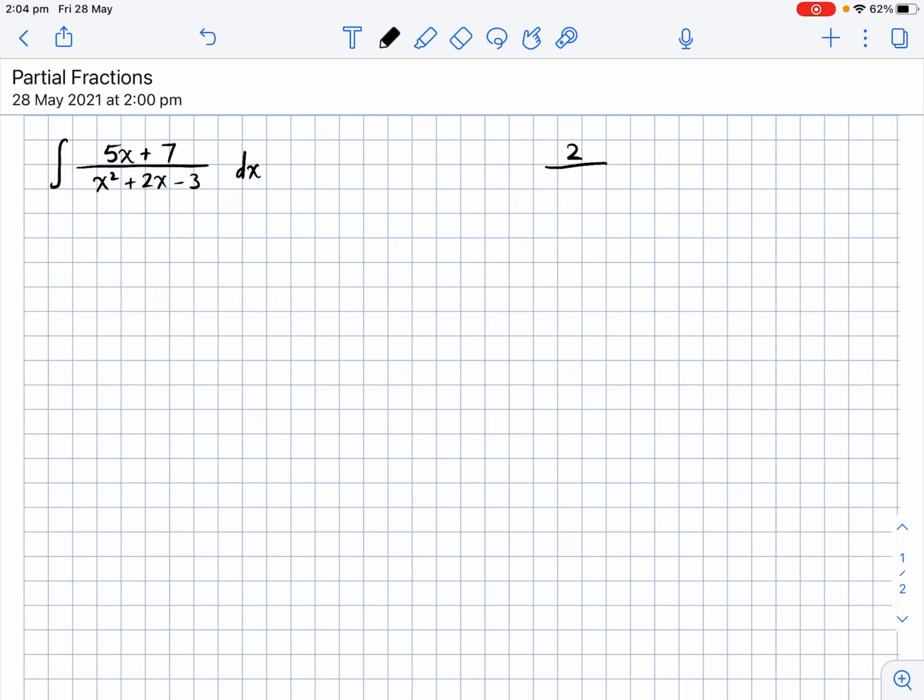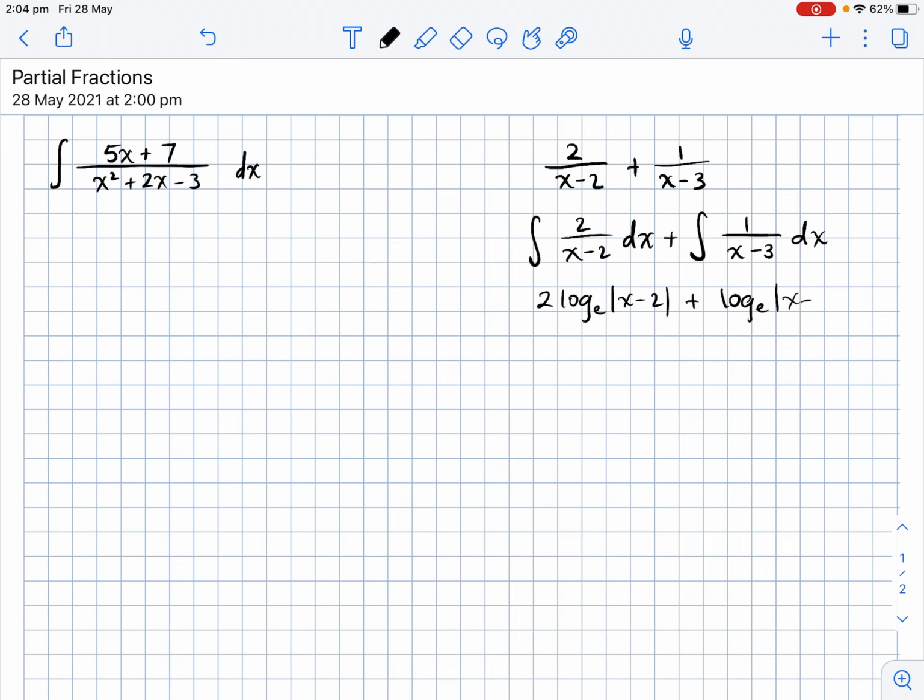if we had the fraction 2 over x minus 2 plus 1 over x minus 3. Now, if I wanted to integrate both of these fractions, that would be really easy. I could split it up, and they are both log problems. So the one on the left would be 2 log e of x minus 2, and the one on the right would be just log e of x minus 3. So that's all quite nice and easy.